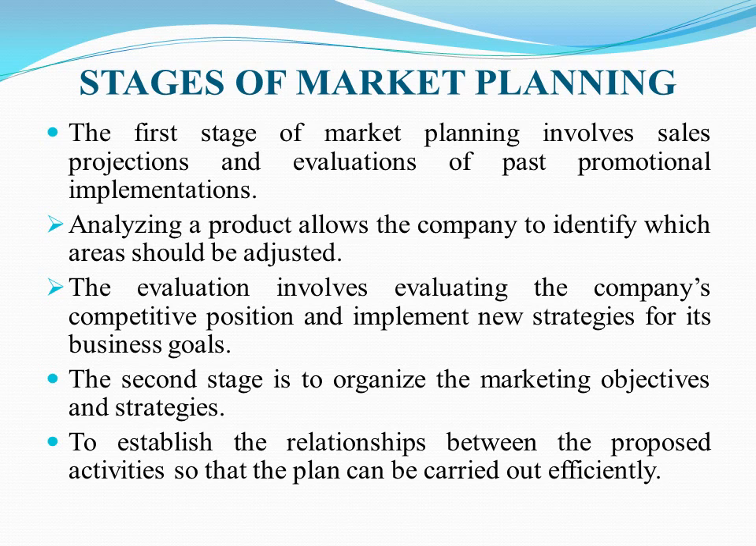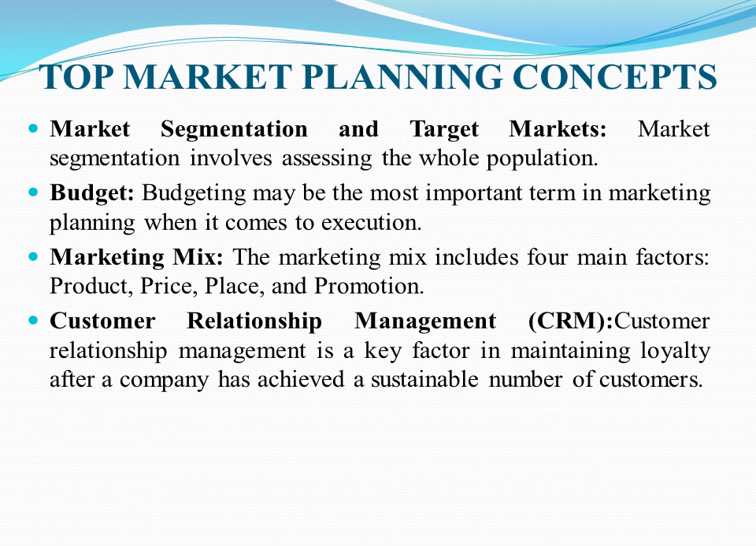Stages of market planning. The first stage of marketing planning involves sales projection and evaluation of past promotional implementations. Analyzing a product allows the company to identify which areas should be adjusted. The evaluation involves evaluating the company's competitive position and implementing new strategy for its business goals. The second stage is to organize the marketing objectives and strategy. At last, to establish the relationship between the proposed activities so that the plan can be carried out effectively.